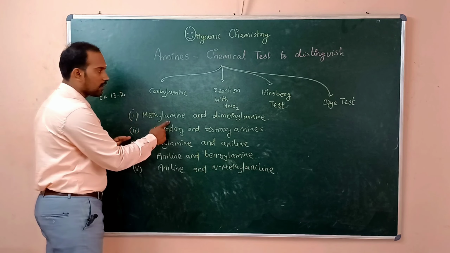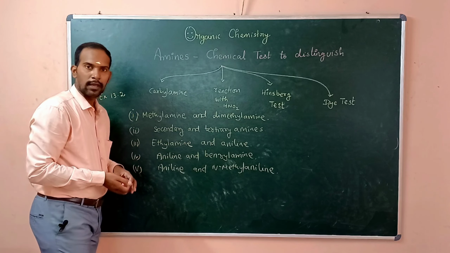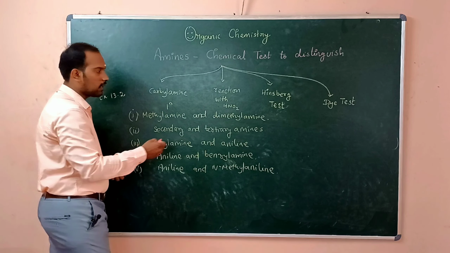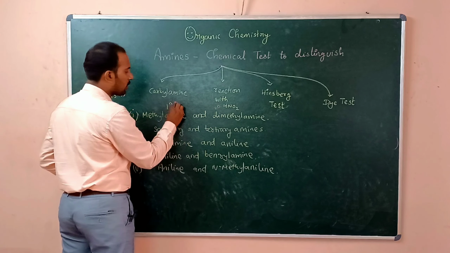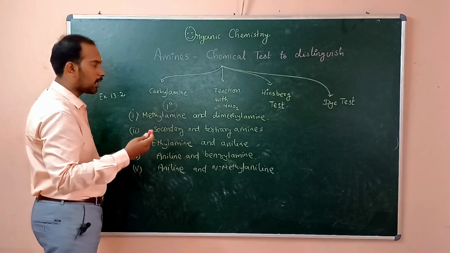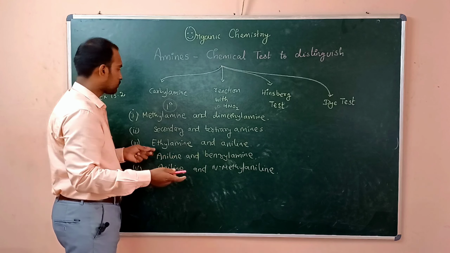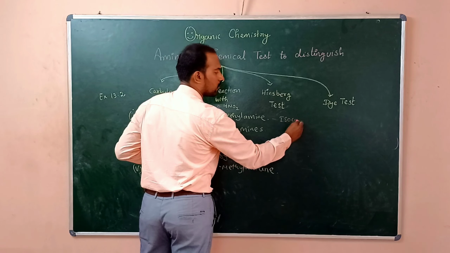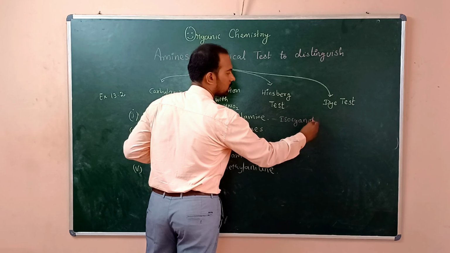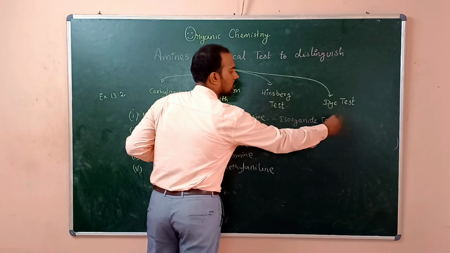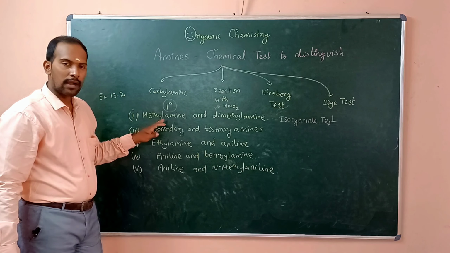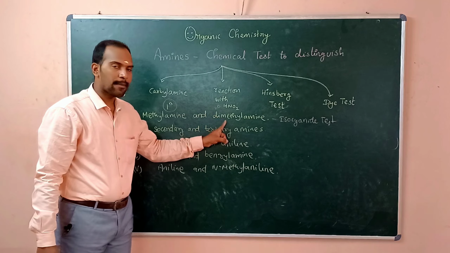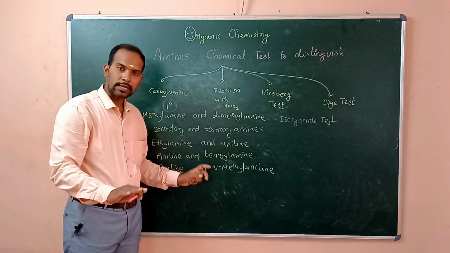First, methylamine and dimethylamine. Okay, so methylamine is a primary amine and dimethylamine is a secondary amine. So primary amine ஐ secondary amine ல இருந்து எப்படி distinguish பண்ணலாம் அப்படின்னு கேட்டிங்கன்னா we can use methylamine for isocyanide test. Okay, isocyanide test. Methylamine will undergo isocyanide test. It forms foul smelling compound, and dimethylamine does not undergo isocyanide test.